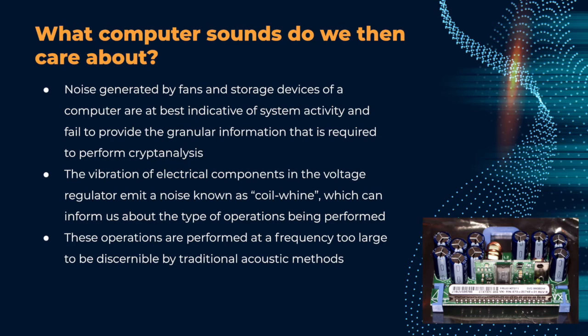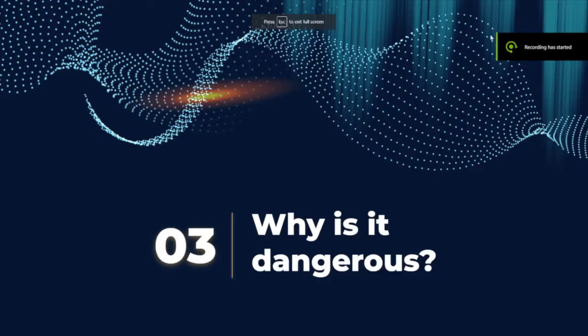So what computer sounds do we then care about? Noise generated by fans and storage devices of a computer like a hard disk are at best indicative of system activity and are unable to provide the granular information that's required to perform cryptanalysis. The vibration of electrical components, however, emits a noise known as coil whine, which can inform us about the type of operations being performed. These operations, however, are performed at a frequency that's too large to be discernible by traditional acoustic methods.